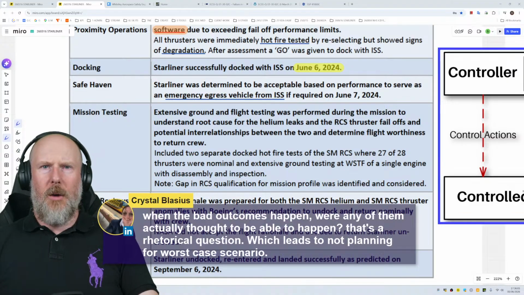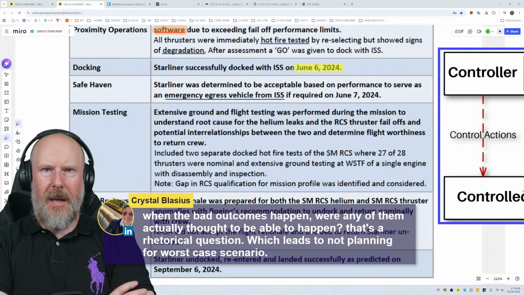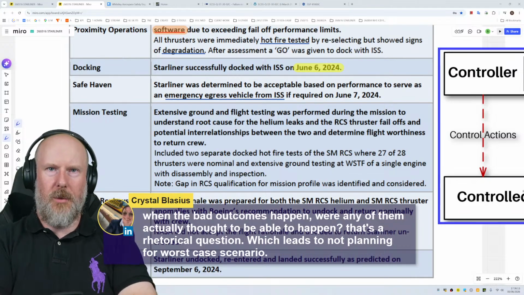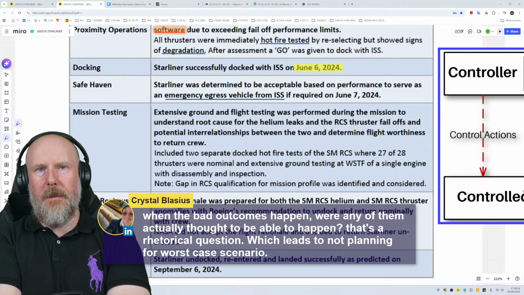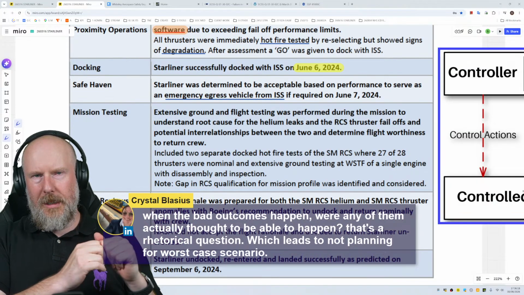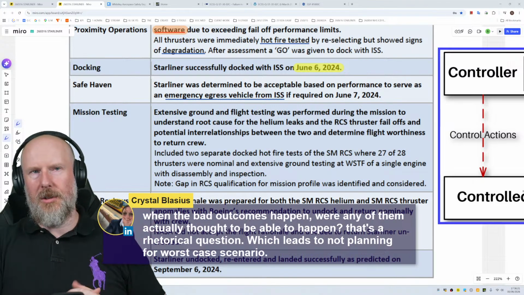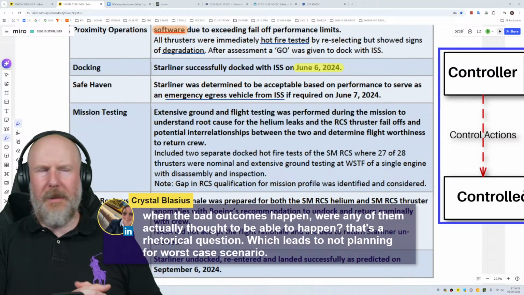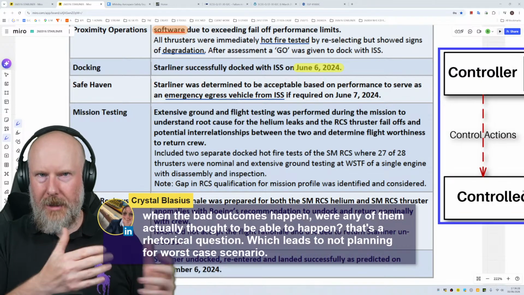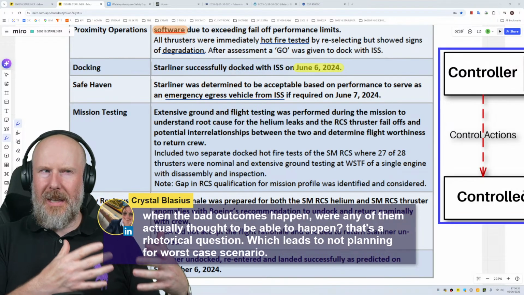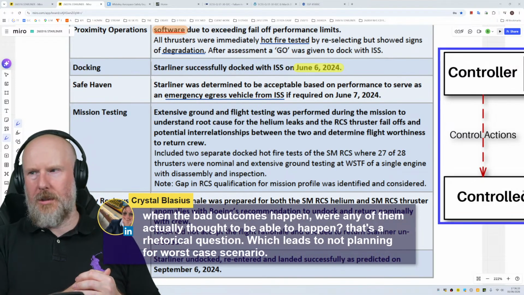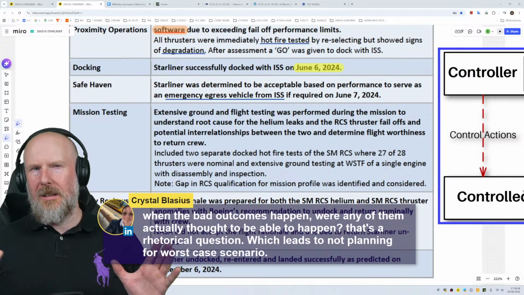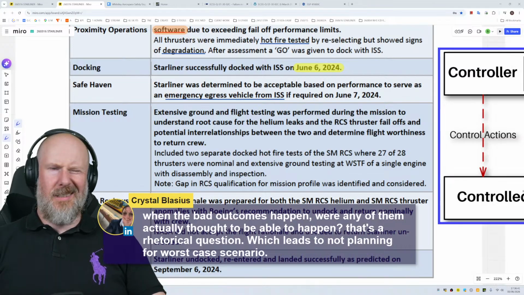Thank you for that. When the bad outcomes happen, were any of them actually thought to be able to happen? That's a rhetorical question which leads to not planning for worst case scenario. Yeah, absolutely. It's not really clear from the report how far they anticipated some of these issues. I'll be quite honest, I didn't get a warm feeling. I'd expect worst case scenarios to be considered, but I didn't get a warm feeling from the tone of the report that it was considered in a lot of detail. I could just be misinterpreting it, but it didn't give me a warm feeling, and I anticipated it would.